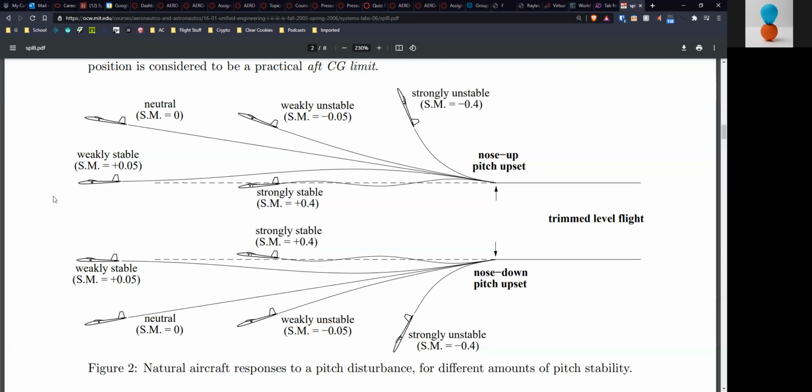Because if you imagine those points aren't at the same place, so the CG is somewhere and the CP is somewhere else, then if you were to change your flight conditions and your aerodynamic forces changed, you would now have a moment about the center of gravity due to the different aerodynamic forces.